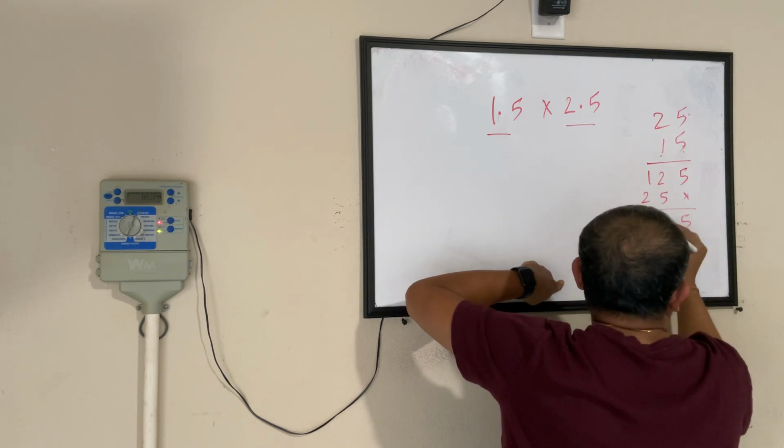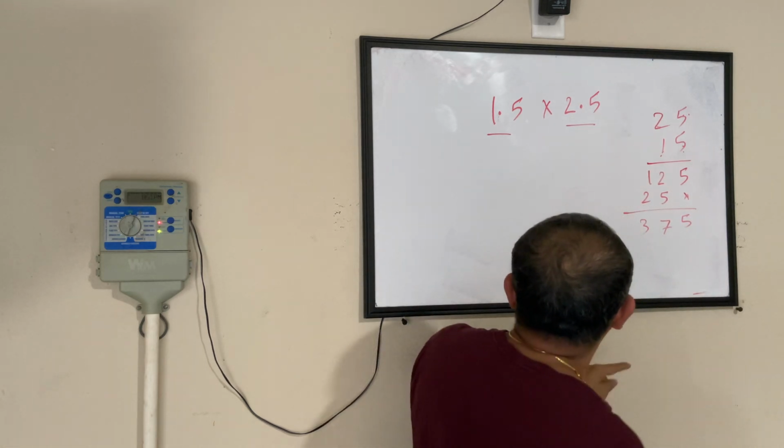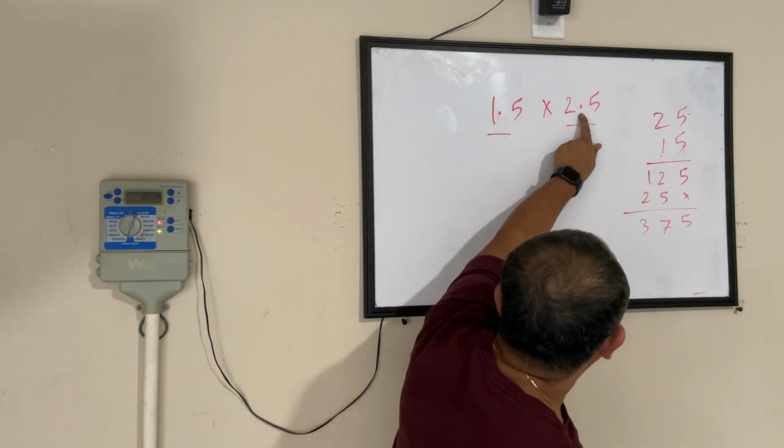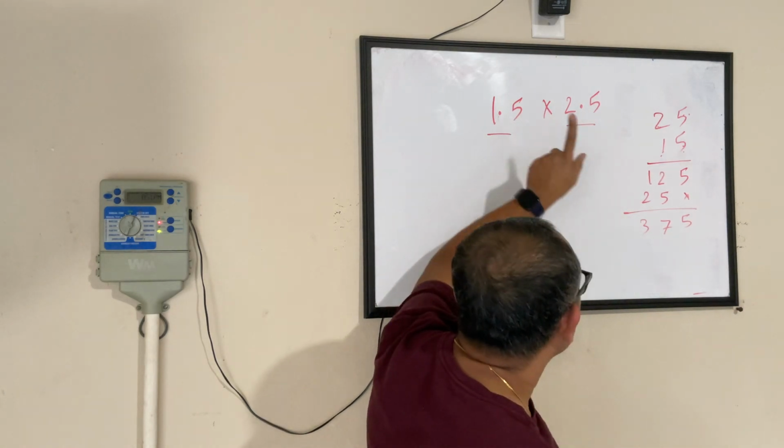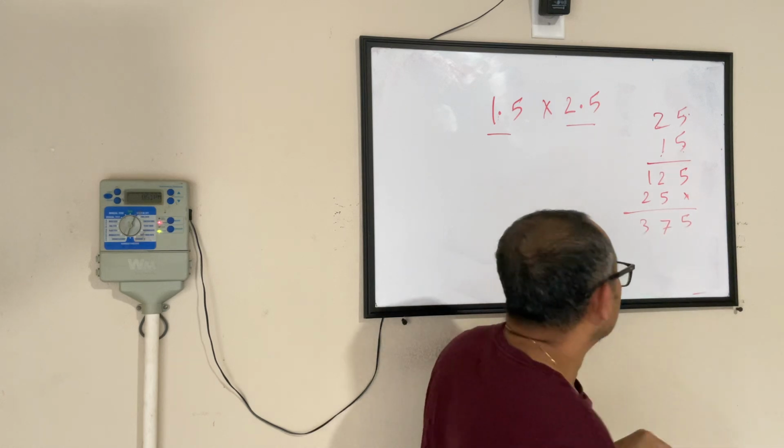You got 5, 7, 3. Now it says, look at how many digits you have after the decimal. In the first number, 1. And here also you have 1. So there are two. So it's 3.75.